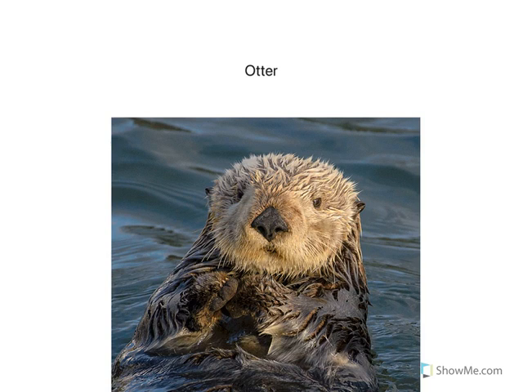O is for otter. An otter is an animal that spends most of his time in the water. O for otter.